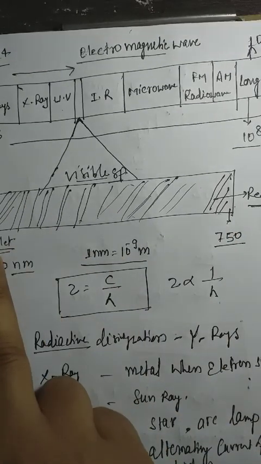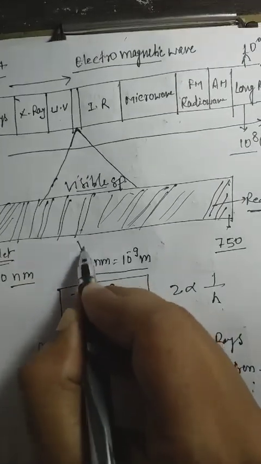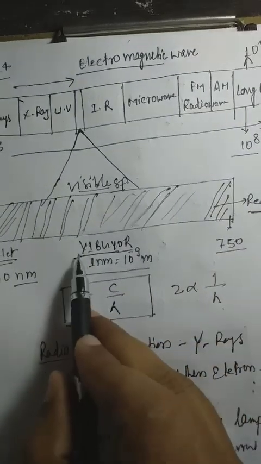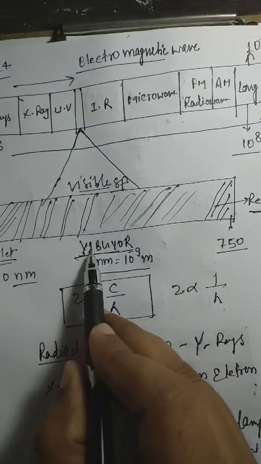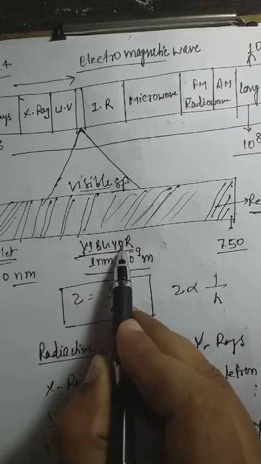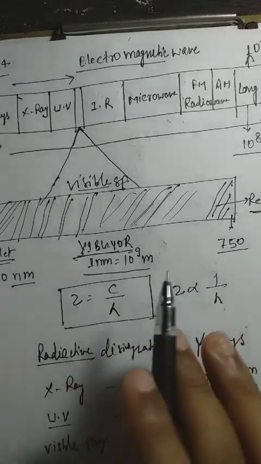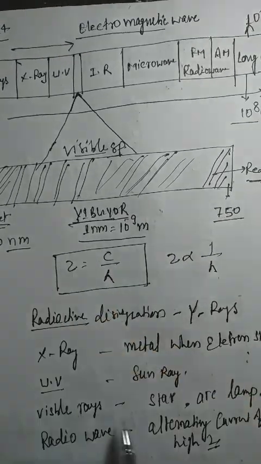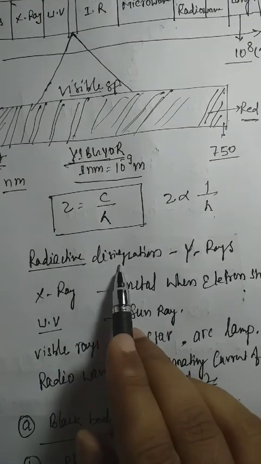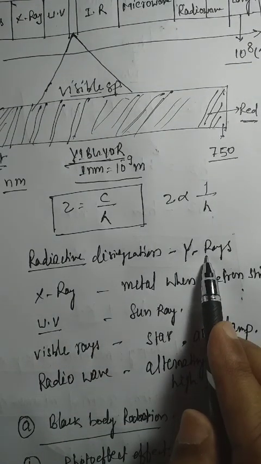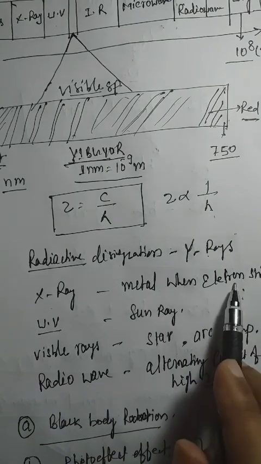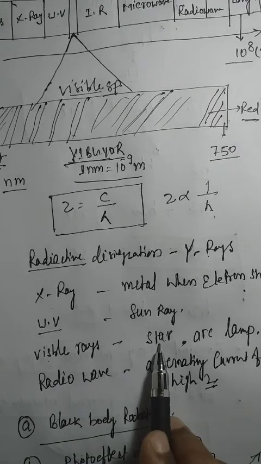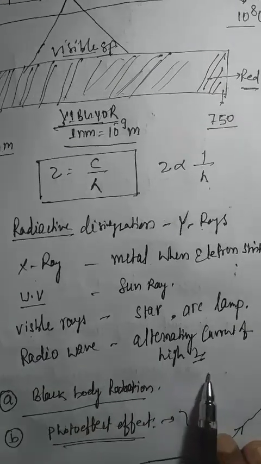Vibgyor. Violet, indigo. Keep in mind, Vibgyor is how you memorize this. V stands for violet, I for indigo, B is blue, green, yellow, orange and red. This is the radiation color. And 1 nanometer is 10 raised to power minus 9 meter. Radioactive disintegration is the source of gamma rays. X-ray is produced when a metal ejects electrons that strike. Ultraviolet is from the sun, visible rays from a star, radio wave from alternating current of high frequency.